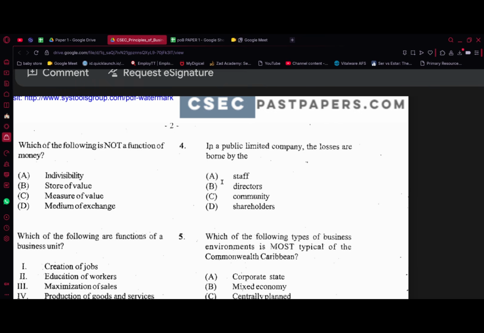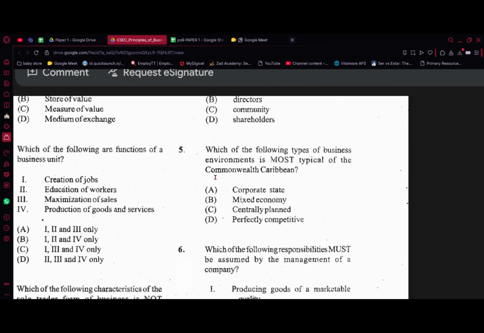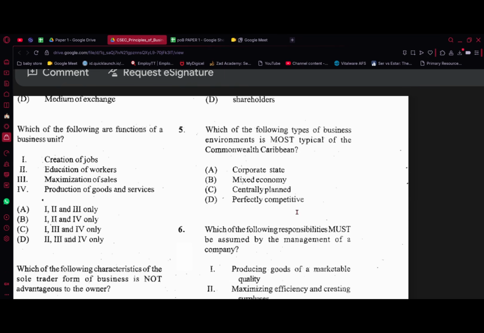Number 4. In a public limited company, the losses are borne by the something. The answer is number 4. Shareholders. Number 5. Which of the following types of business environments is the most typical of the Commonwealth Caribbean? The answer is B. Mixed economy.